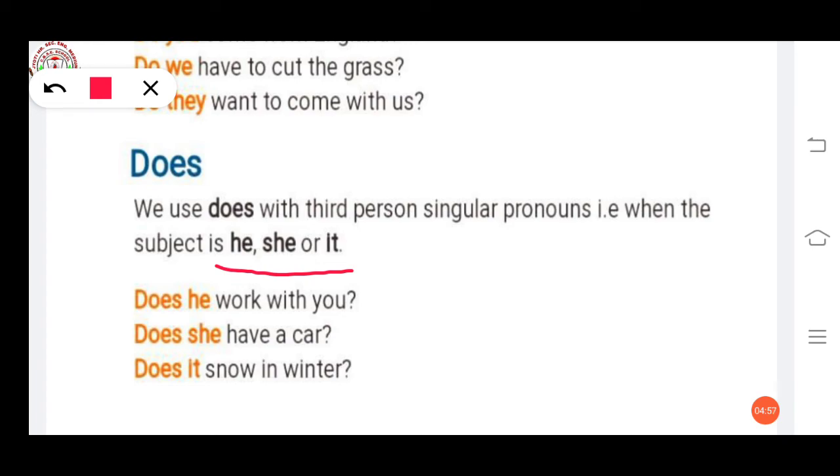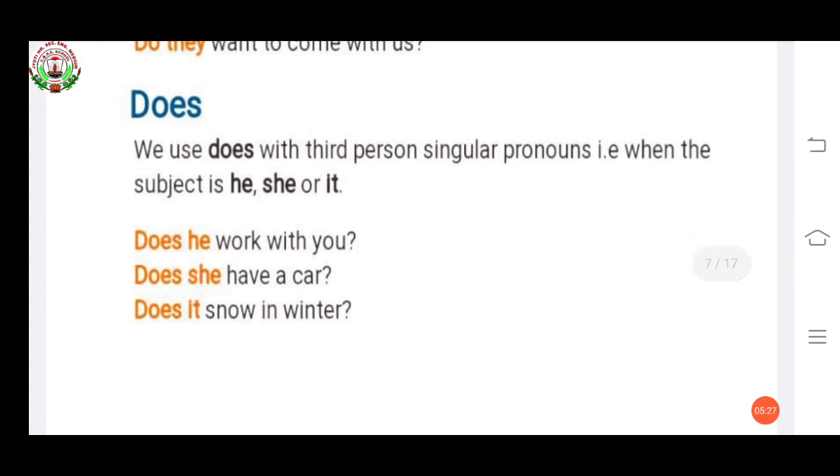Because I is the first person. I am talking to you. If I am saying anything, I am the first person. You are listening to me, you are the second person. And if we are talking about some other person, that person is called the third person. So he, she, or it are called third person singular. So we use does with he, she, or it. See the example.